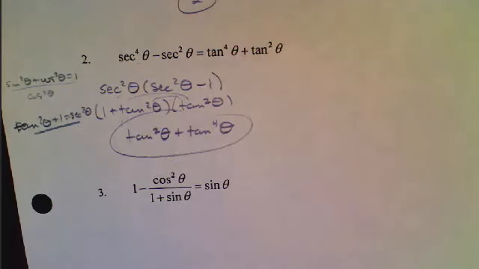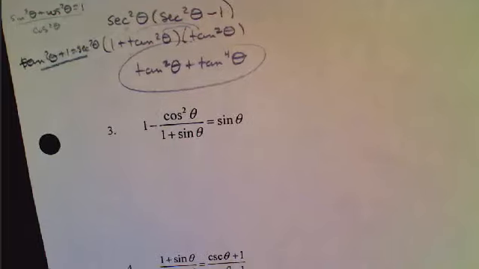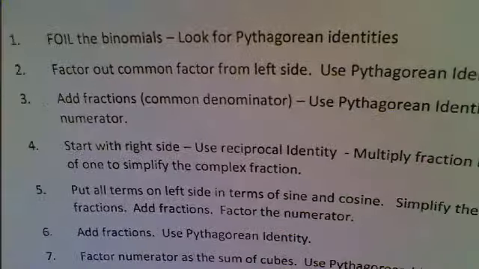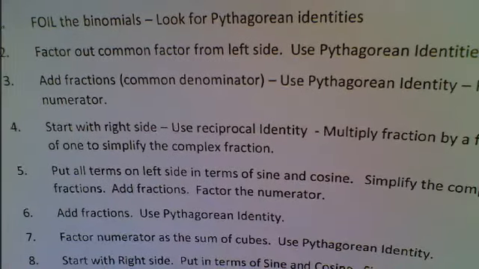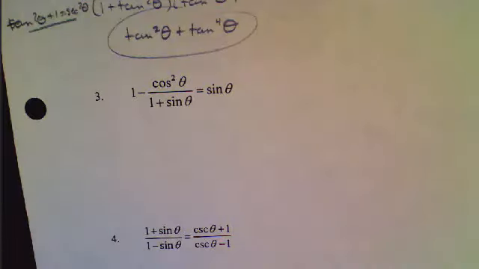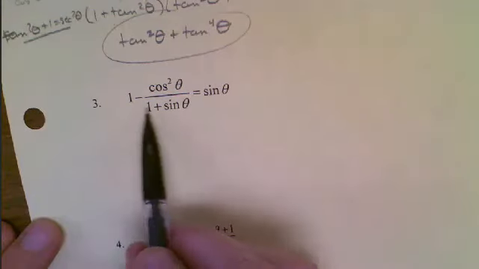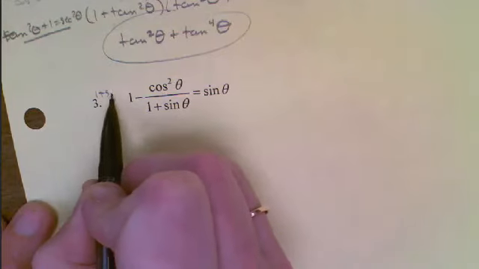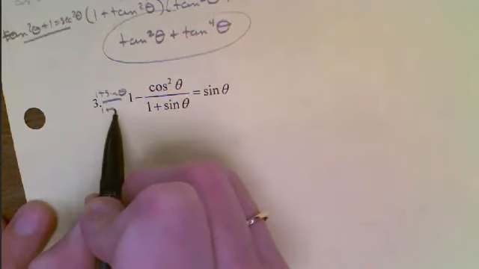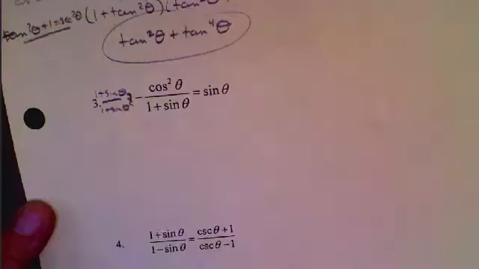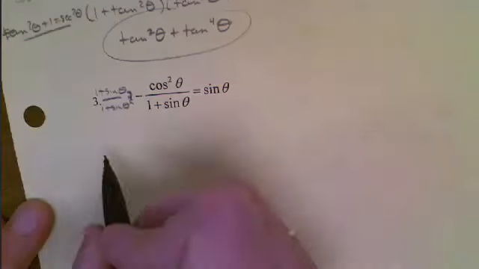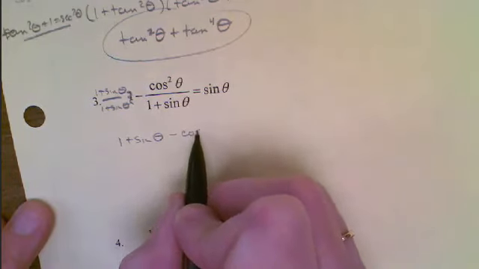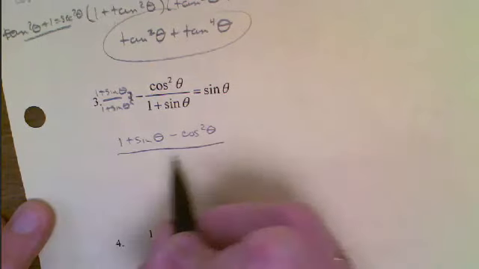Okay. All right. Number 3. My hint on number 3 was to add fractions. You need to get a common denominator. That was the first step. So looking at that and saying, okay, I need to start over here and add the fractions. So 1 is really 1 plus sine over 1 plus sine. So I really can just rewrite that 1 as 1 plus sine over itself. So what does that mean I have? I have 1 plus the sine of theta minus cosine squared theta all over 1 plus sine.